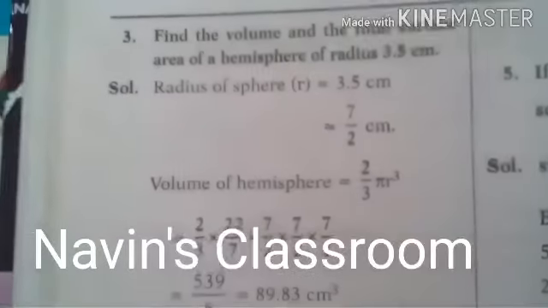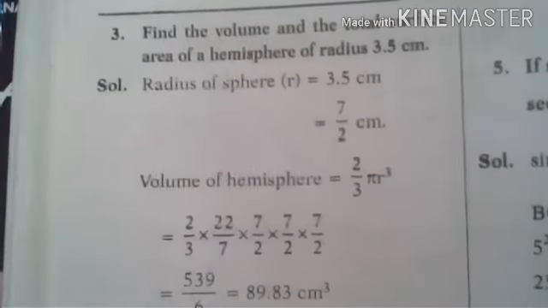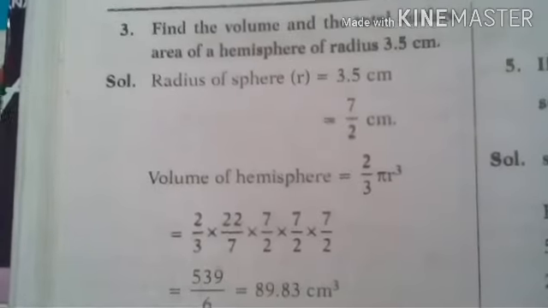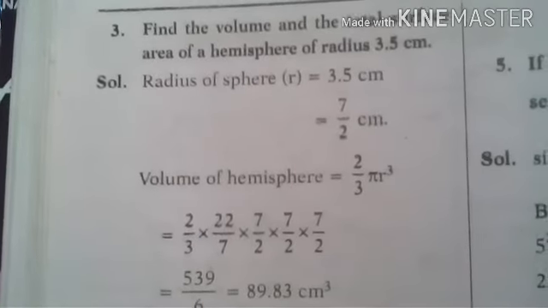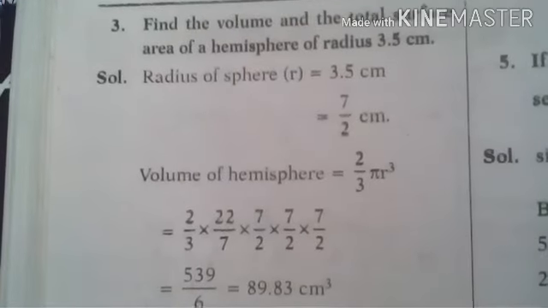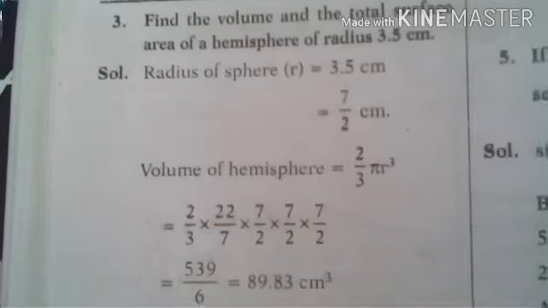Good morning students. Today we are going to learn some problems in mensuration. So first question, find the volume and total surface area of a hemisphere of radius 3.5.